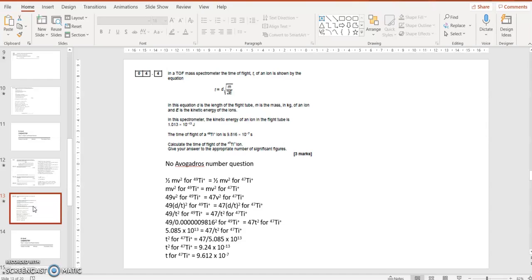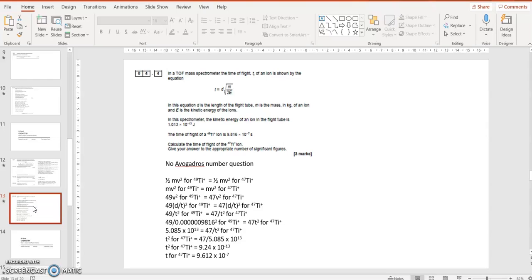So 49v squared for the 49 titanium plus particle equals 47v squared for the 47 titanium plus particle. Now v squared is d over t, velocity is distance divided by time, but the distance of the tube, which again I don't think it's given you in the question, so there's another clue, is the same for each side because the distance of the tube isn't changing. So I've cancelled distance on each side. So I've got 49 divided by t squared equals 47 divided by t squared.